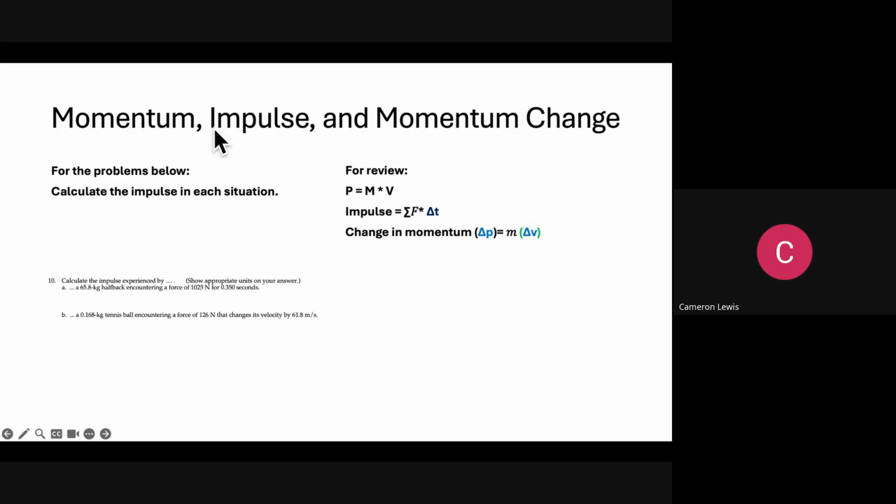Now, let's do a problem where we see that similarity. You want to calculate the impulse in each situation, and we have the same equations over to the right. Calculate the impulse experienced by a 65.8 kilogram halfback encountering a force of 125 newtons for 0.35 seconds.